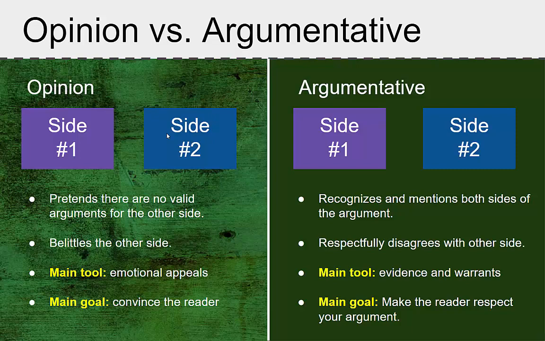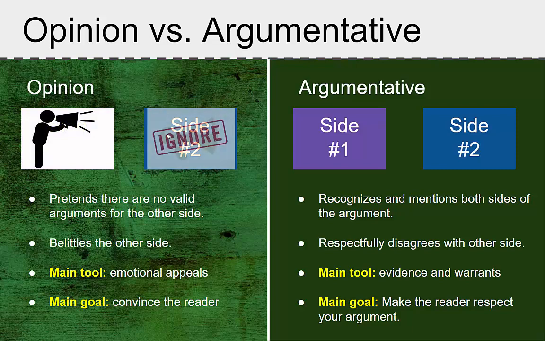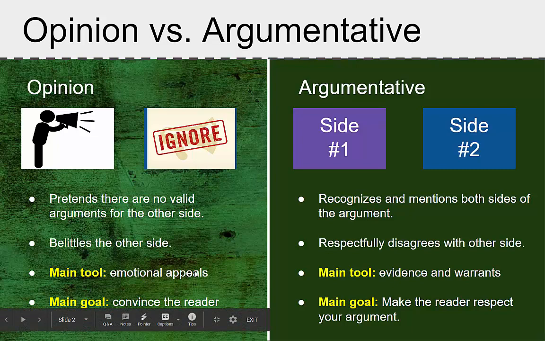In opinion writing, you're really only looking at one side of an issue where there's usually two sides. So you would kind of yell and argue for your side, and you pretend that the other side doesn't exist. You ignore it. You pretend there's no valid arguments for the other side. Sometimes opinion writing even belittles the other side, meaning you make fun of the other side or you pretend that their arguments are stupid. The main tool you use would be emotional appeals.